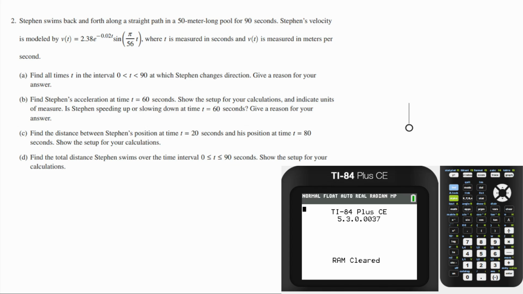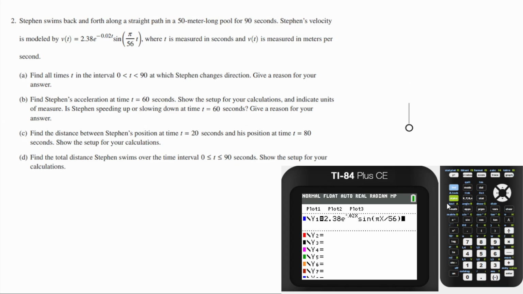Okay, now this problem's got some trig in it, so we need to make sure we're in radian mode. Okay, I'm going to go into y equals, and I'm going to plug in 2.38 times e to the power of negative 0.02t, times the sine of pi t divided by 56. Okay, so we got it entered there.